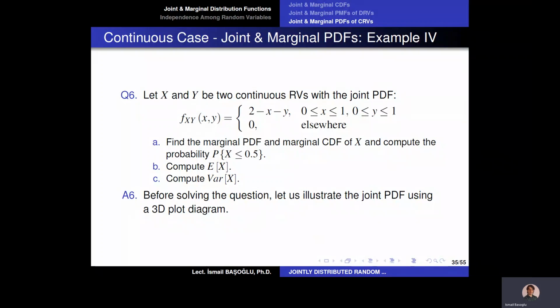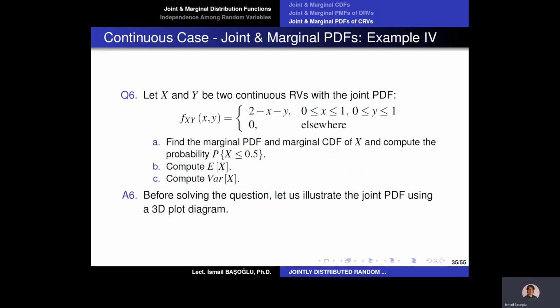In this question, again, we have a joint probability density function that belongs to two random variables, x and y. And both of these random variables are taking values between 0 and 1. So they are both taking values in the unit interval. Actually, this is not a general situation.